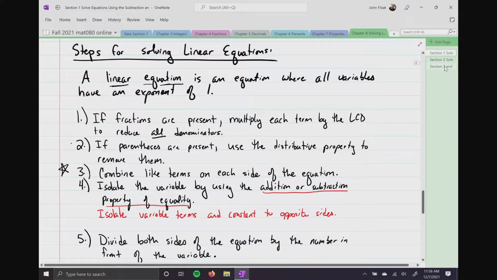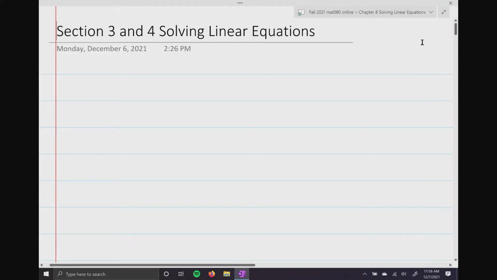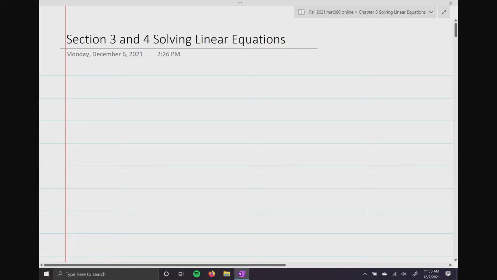So let's go right here. For this entire video, covering these 2 sections, the directions are simple. It's one word: solve. That's it. So the first problem is going to be 7n minus 3 equals n plus 3.